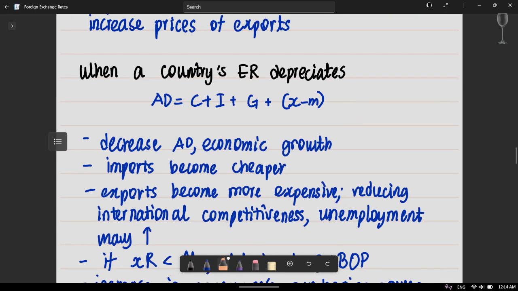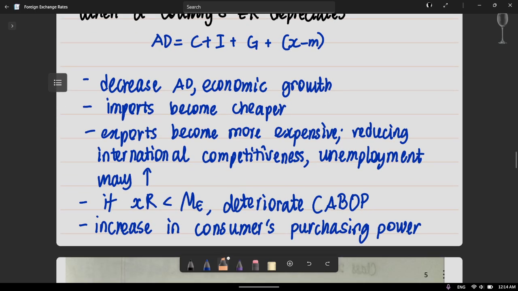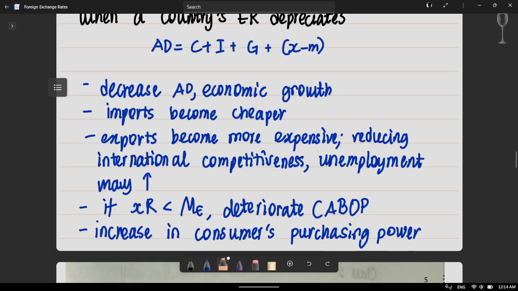Now, when a country's exchange rate system appreciates, this is basically the opposite of whatever we talked about over there. Okay, so if it appreciates, that means this will decrease, right? This will decrease the aggregate demand, and this is basically the same as economic growth.